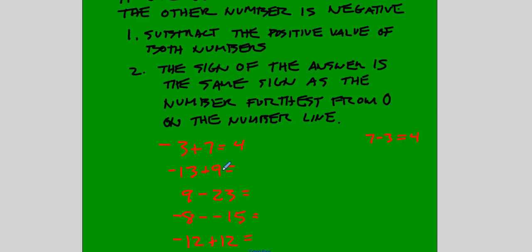Negative 13 plus 9, I have opposite signs, so I subtract. So 13, take the positive value of both numbers. 13 minus 9 is 4. I have more negatives than positives, so my answer is negative 4.